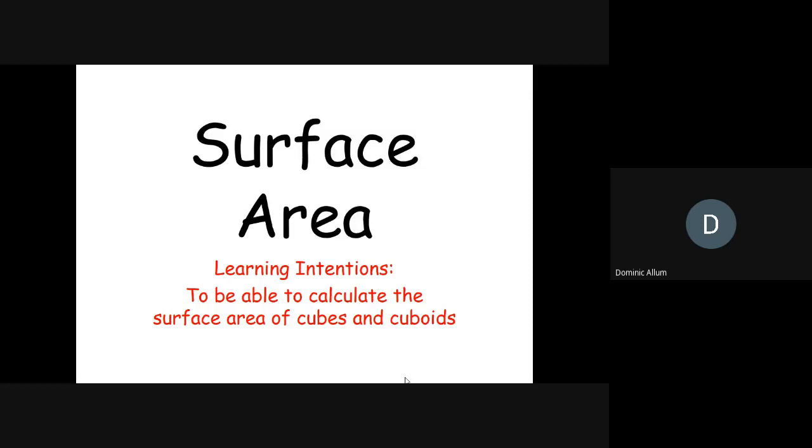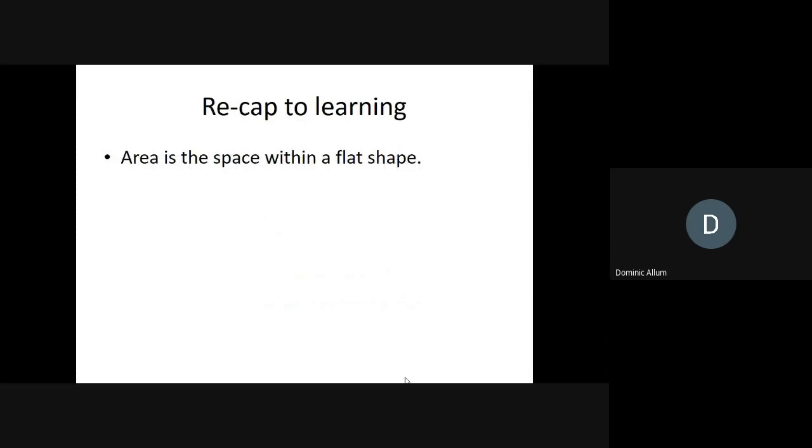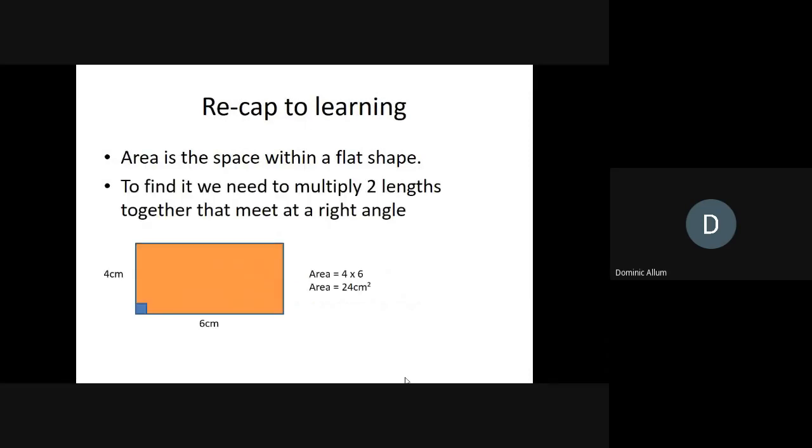So first of all, we're going to do a quick recap on area. Area is the space within a flat shape, and a basic example is a rectangle below. You need two lengths to multiply together, and they need to meet at a right angle. This is the same for all area. So this one is just 4 by 6, so it's 4 times 6. It is crucial though that we use the correct units of measure. We often see marks dropped at GCSE. So this is centimetres squared. The squared denotes it is an area unit of measure and not a linear, so a length, measure.